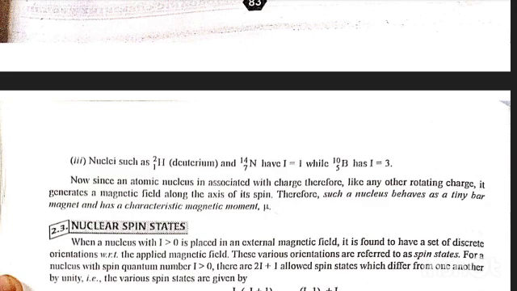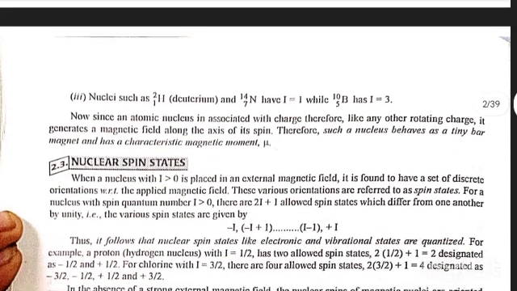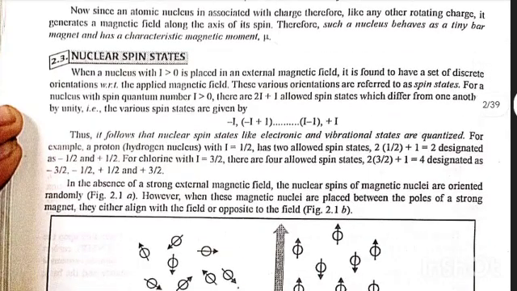Now, since an atomic nucleus is associated with charge, like any other rotating charge, it generates a magnetic field along the axis of its spin. Therefore, such a nucleus behaves as a tiny bar magnet and has a characteristic magnetic moment mu.